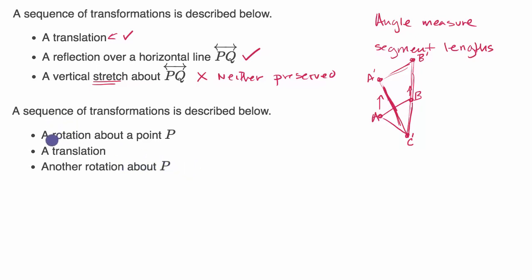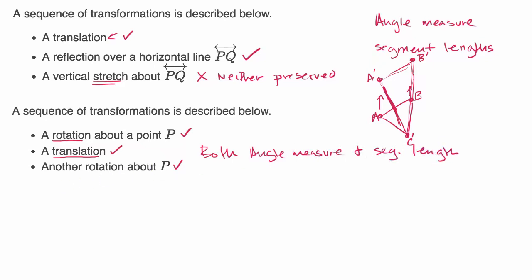All right, so first we have a rotation about a point P. That's a rigid transformation. It would preserve both segment lengths and angle measures. Then you have a translation, which is also a rigid transformation, and so that would preserve both again. Then we have a rotation about point P. So once again, another rigid transformation. So in this situation, everything is going to be preserved. So both angle measure and segment length are going to be preserved in this example.